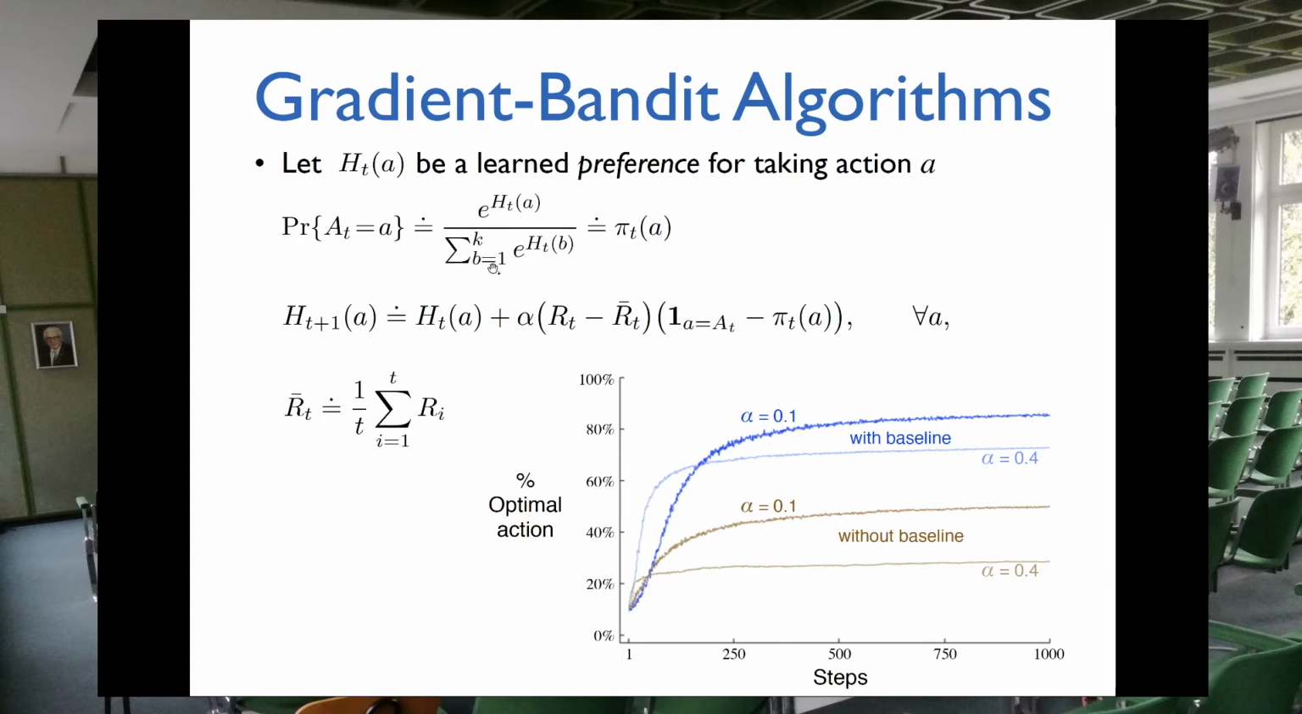Here this b is just an index over each of the possible actions, k actions. This denominator is just for normalization, and here we have the exponential, where the exponent is the preference for the action. So this expression will give you a probability for each of the actions, and then you will execute the action with the largest probability most of the time.